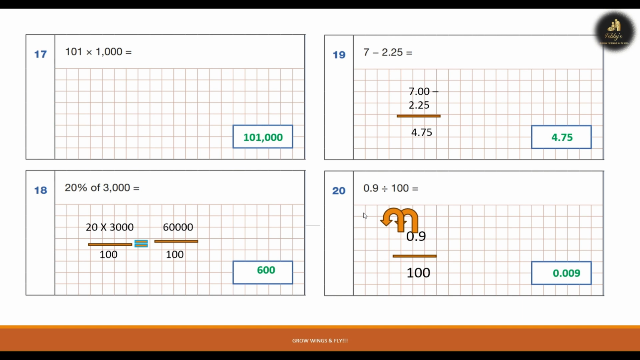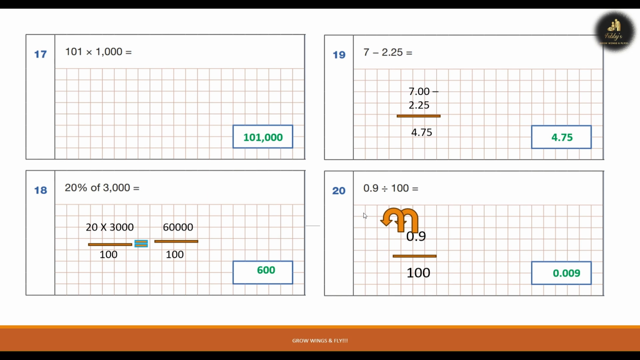For question 19, we would first write 7 as 7.00 and then take away 2.25, giving us the answer 4.75. For question 20, we would again follow the divide left rule to get the answer. We would move the decimal point 2 places towards the left to get the answer as 0.009.